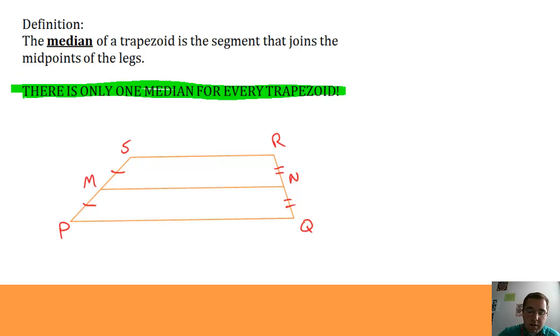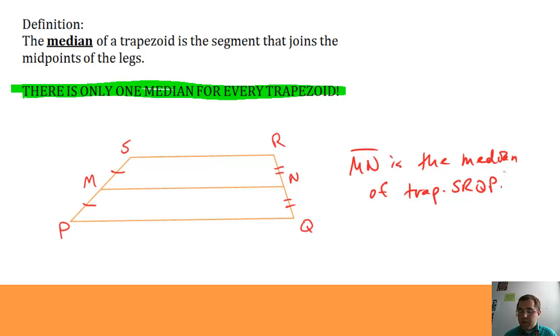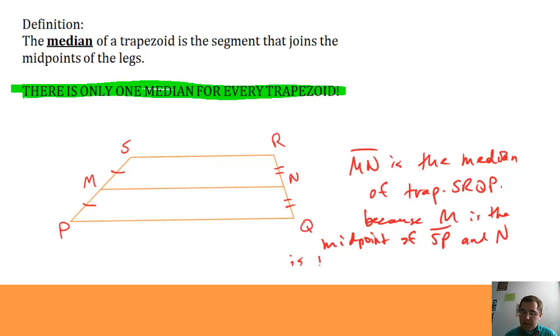So in this picture, MN is the median of trapezoid SRQP, because M is the midpoint of SP and N is the midpoint of RQ.